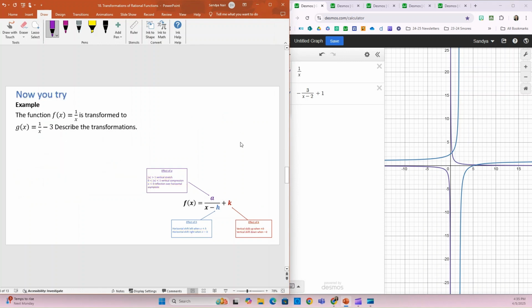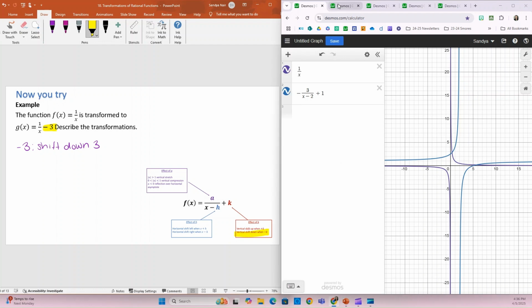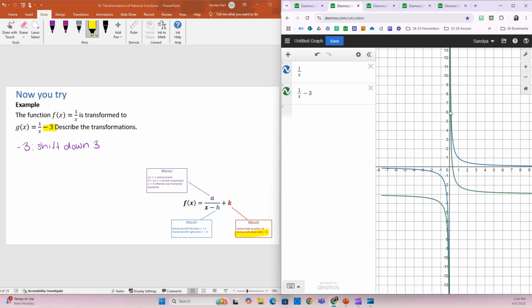So now you can go ahead and pause the video and try doing this example on your own. So here we have a minus 3 in our new equation. Remember that minus 3 is going to be a shift down because that's a minus k value. So if we go ahead and look at the graph, you can see that compared to the original parent function in blue, the green graph is shifted down 3 units.